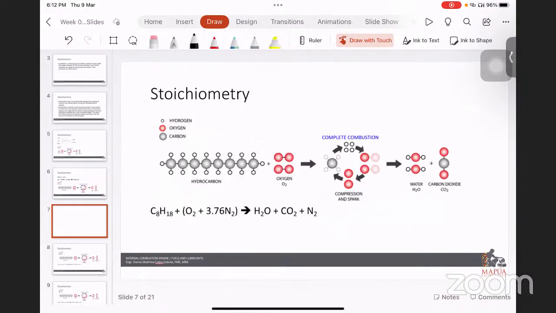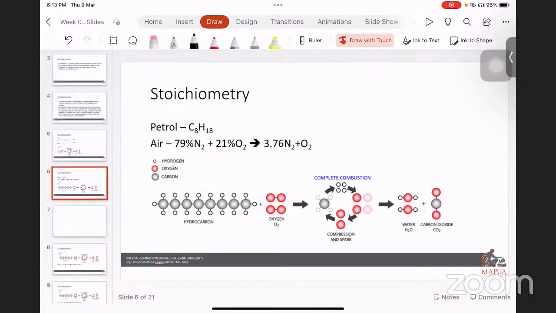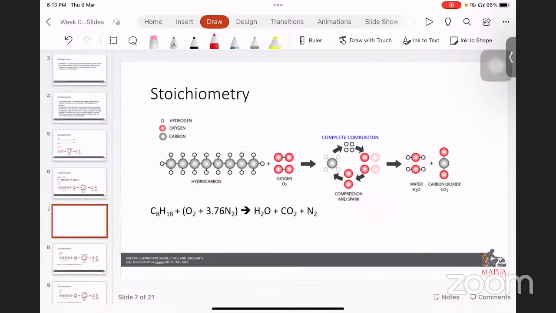So for example, ito yung combustion process natin. Ito yung chemical reaction natin at combustion process, where C8H18 plus yung air, O2 plus 3.76 N2. Saan nanggaling yung 3.76 N2? Kinuha mo lang yung lowest common denominator, LCD, kaya naging 3.76 plus O2. So, dito nanggaling yung 3.76.